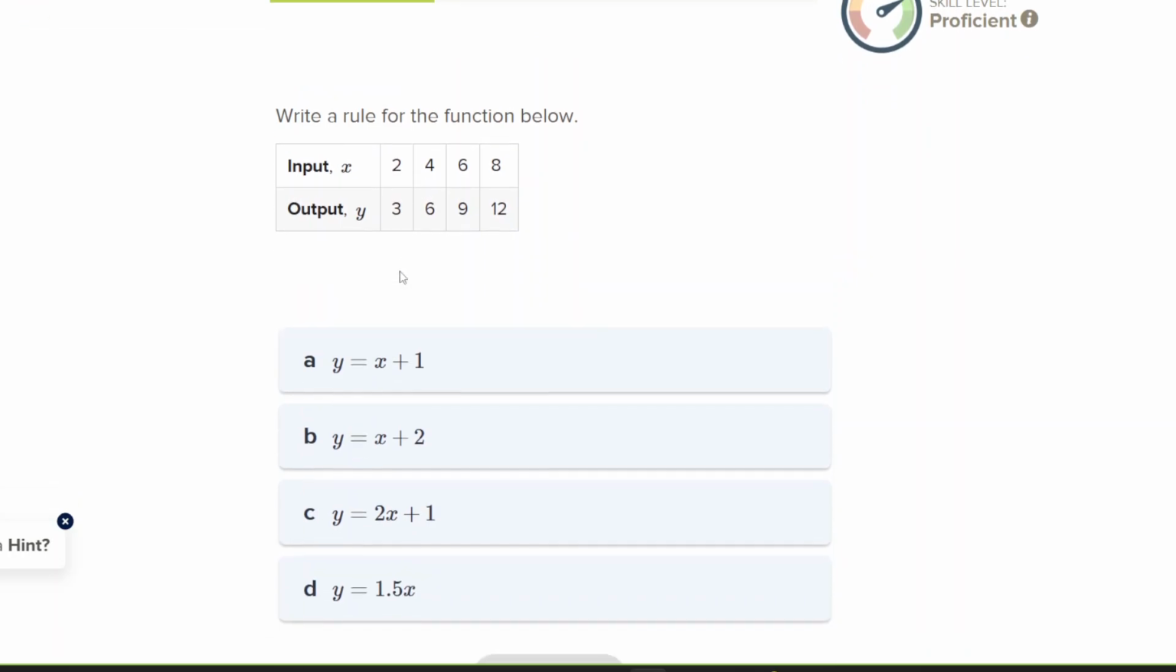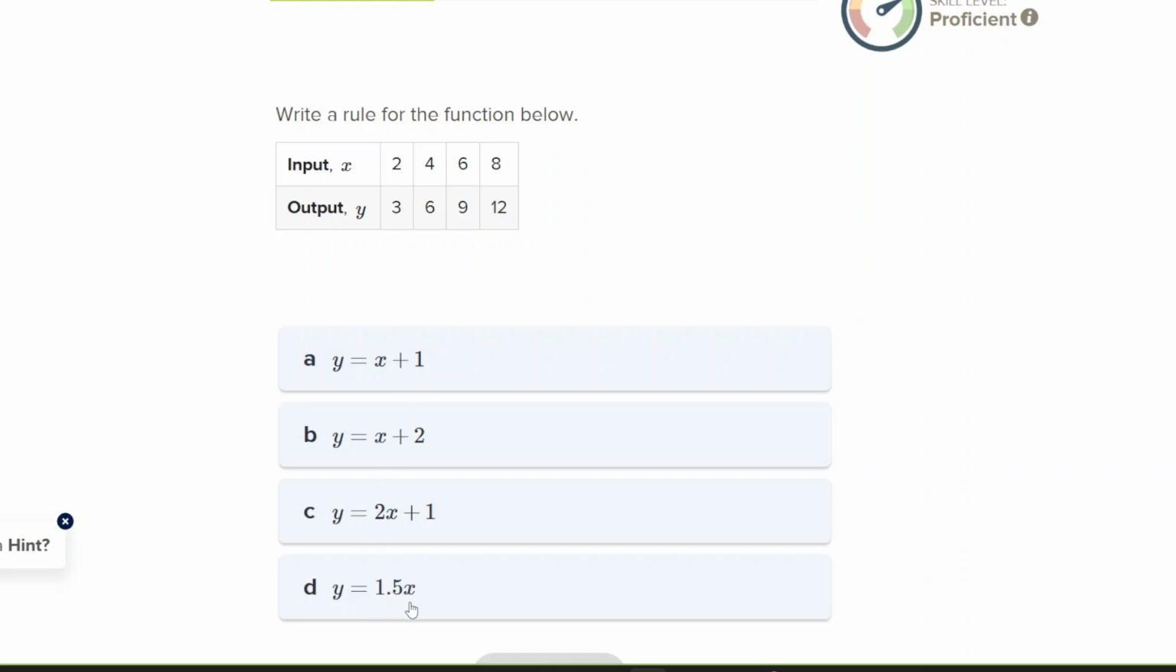Now, looking at the choices here, is y equal to 1 more than x? Well, for the first pair, yes, but then it doesn't work for the rest of them. 4 plus 1 is 5, not 6. 6 plus 1 is 7, not 9, and so on. Are they 2 more? No, the first pair doesn't work. 2 plus 2 is 4, not 3. Is the y coordinate twice the x coordinate plus 1? No. 2 times x would be 4 when x is 2, and then plus 1 would be 5, not 3.